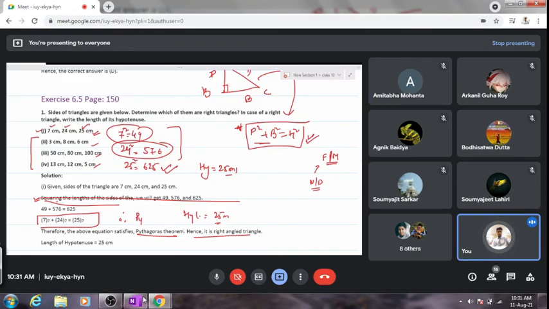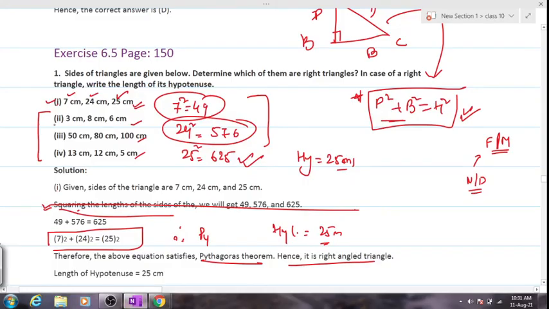Which among these do you think is forming a right angle triangle? Is the second one forming a right angle triangle? No. 1 and 4 are forming right angle triangles. Only the second one, it will become 9 plus 36, 45, which is not equal to 64. So not forming a right angle triangle.